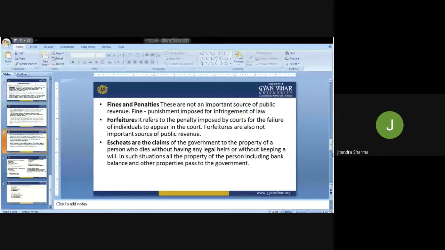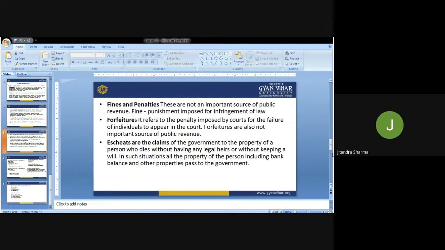Then the forfeitures. This refers to the penalty imposed by the court for the failure of an individual to appear in court. Forfeitures are also not an important source of public revenue. Sometimes people do not abide by the law of the court, the law of the land. Then the court sometimes imposes a penalty on them, and that kind of revenue is not that important. But this is also part of the revenue collected by the government by non-tax means.